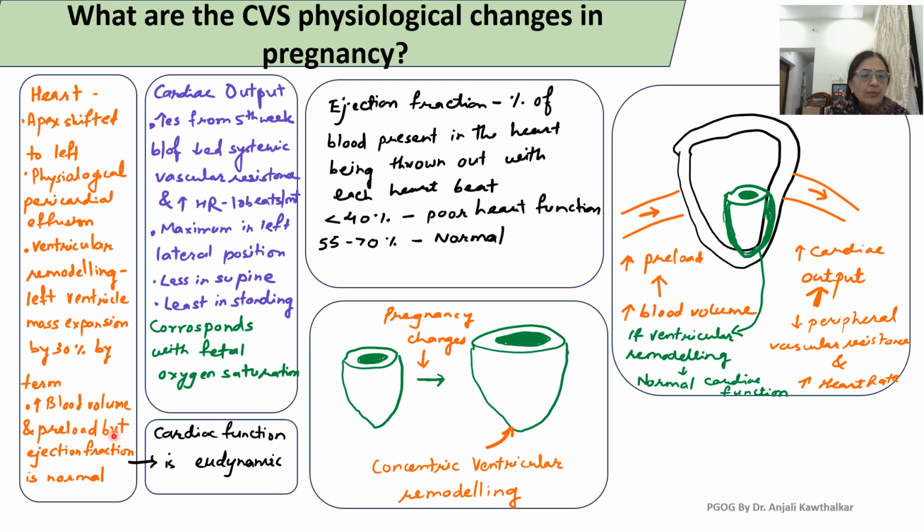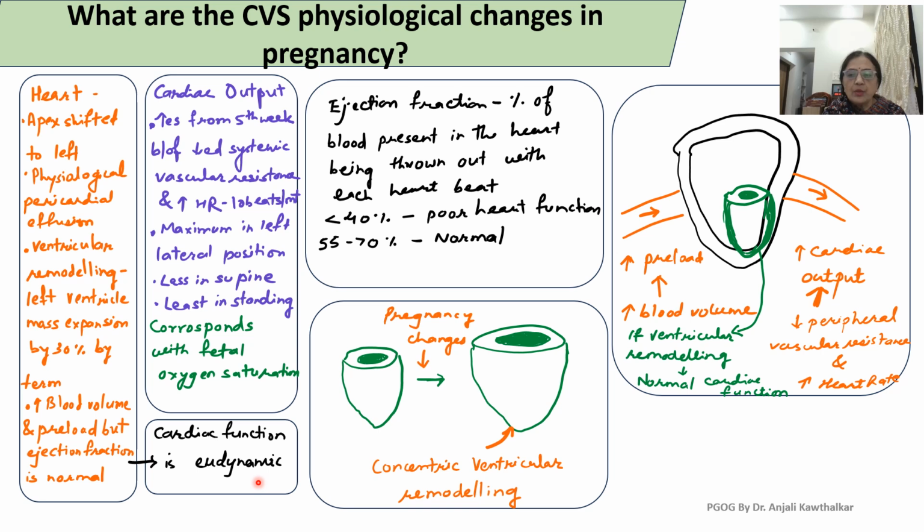Now with increasing preload, ejection fraction remains normal. So in a nutshell, cardiac function remains normal in a normal pregnant woman, and that is why it is called a eudynamic heart. During pregnancy, the heart is functioning normally. That is why it is called a eudynamic heart.